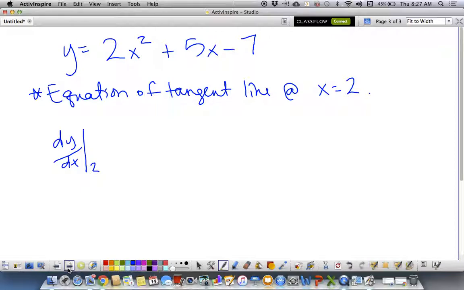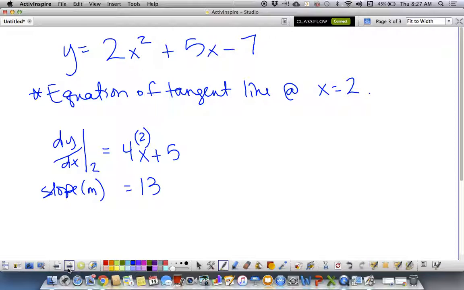So what is the derivative? What's y prime? 4x plus 5. And when we plug a 2 in, you get 13. 8 plus 5 is 13. So what does that represent? That's our m, our slope. Everything's a big number.